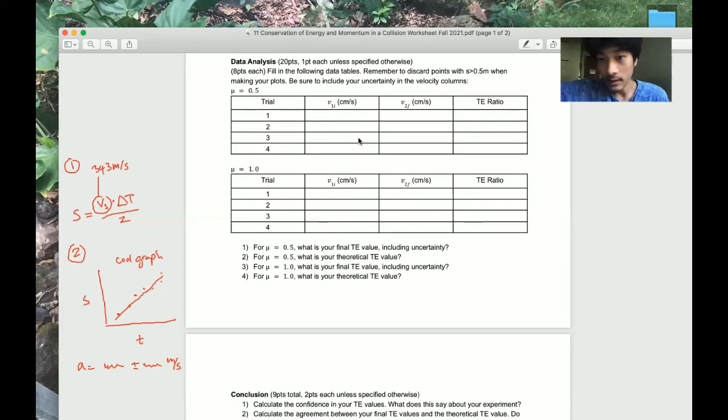To get the TE ratio, you should use the equation in the lab manual and plug in these two things.